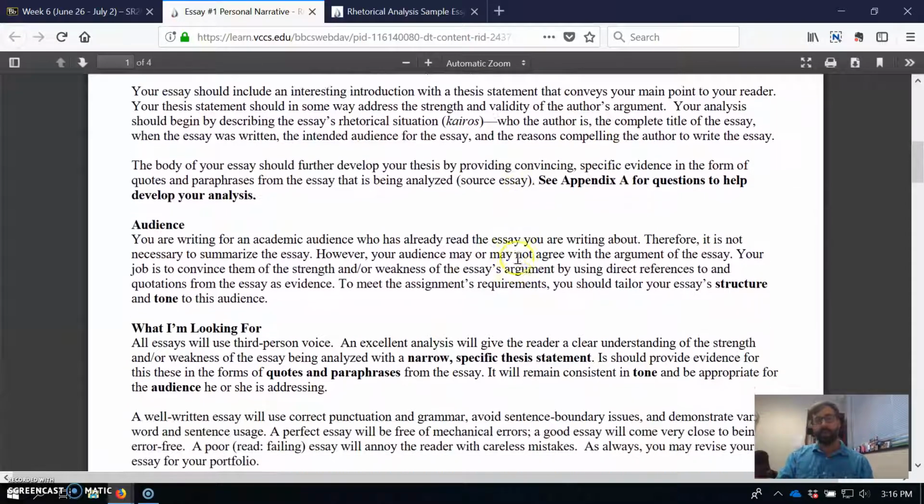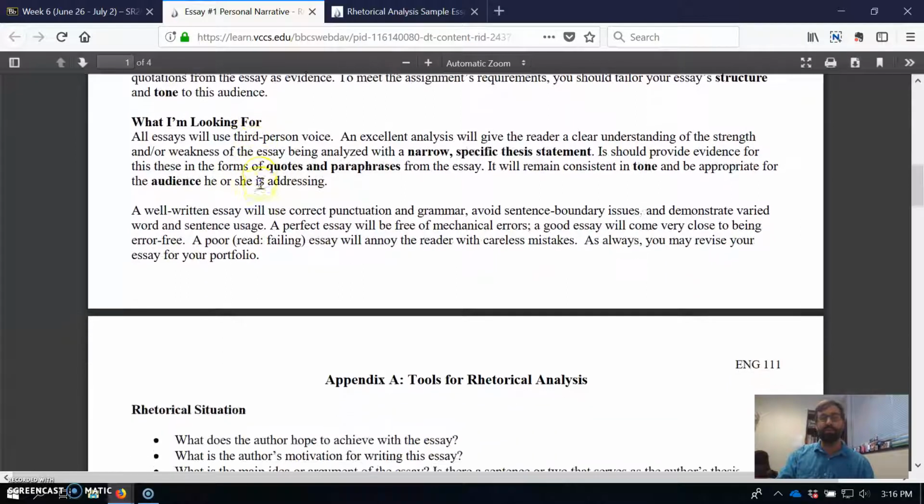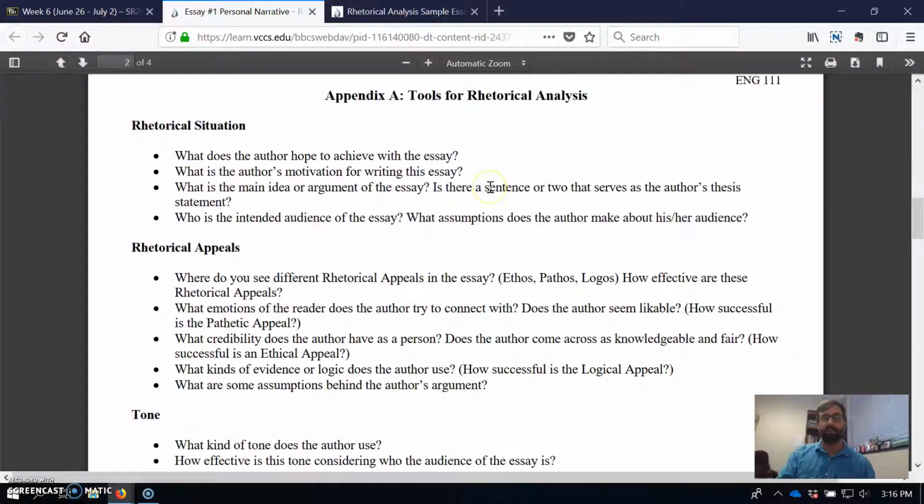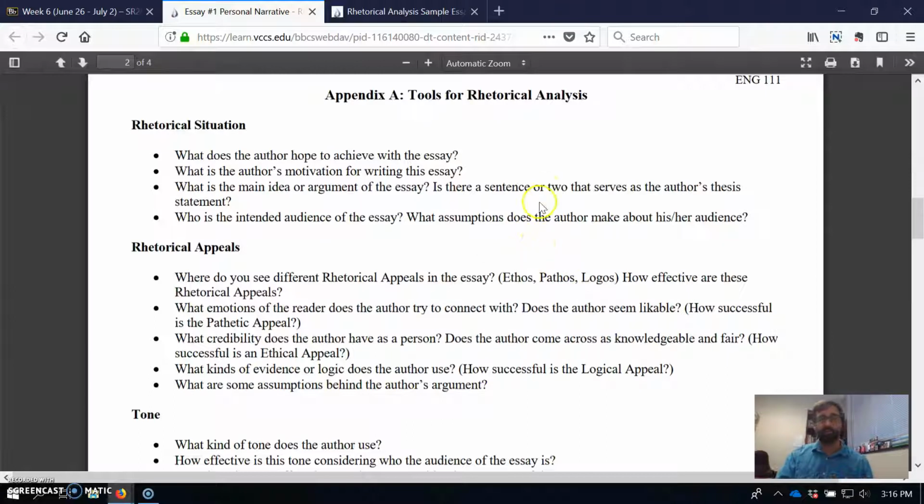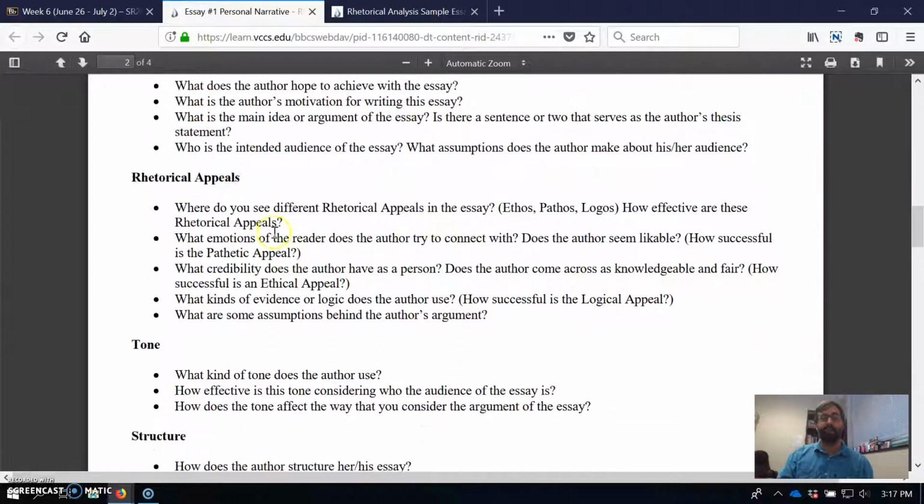So again, going through the actual assignment, if you haven't seen it, I do want to direct your attention to Appendix A. So these are tools for rhetorical analysis, and a lot of them are basically questions. What does the author hope to achieve? What is the author's motivation? Obviously, these things aren't spelled out in the essay, so you have to infer and use some of the tools that we've used in the summary essay and the love song essay. These, though, are going to be your big ones.